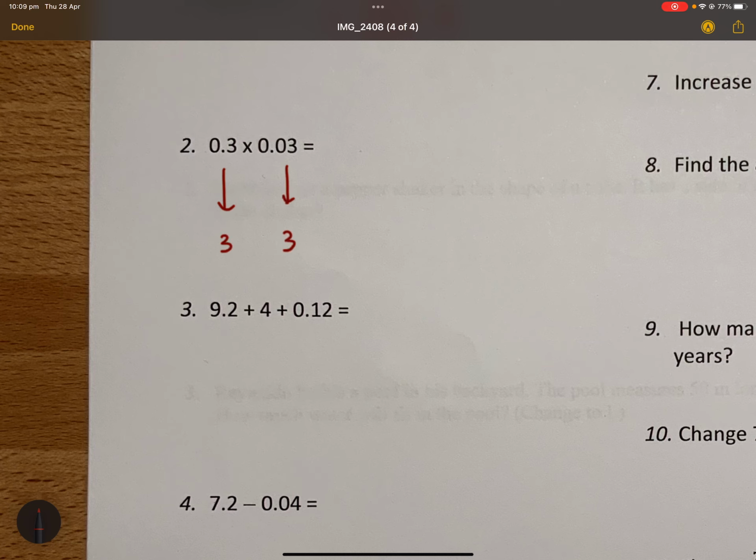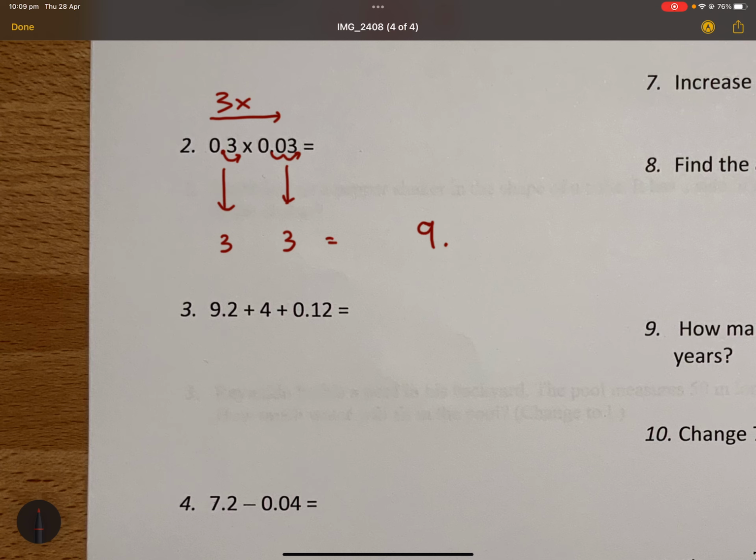To turn a 0.3 to a 3, we must move the decimal place to the right 1 time. And to turn a 0.03 into the whole number 3, move the decimal place to the right 2 times. So altogether, I move the decimal place to the right 3 times. Now let's do 3 times 3. 3 times 3 is 9. Now, where's the decimal place? The decimal place is after the 9, the last digit.